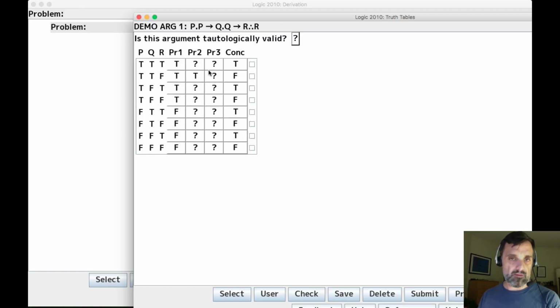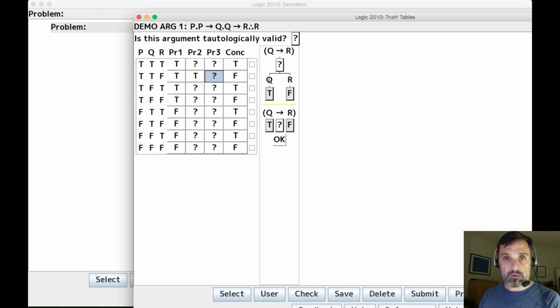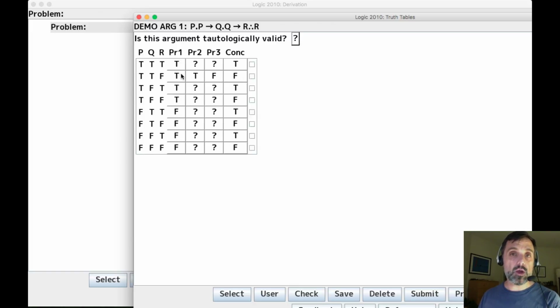So, okay, if this comes out true, then we'll have true, true, true, false, and we will have a counterexample row. If it comes out false, then we'll have a false premise, and so it's not a counterexample row. So we'll click here. We'll say, aha, true antecedent, false consequent. That is a false conditional. So is this a counterexample row? No, because it has a false premise.